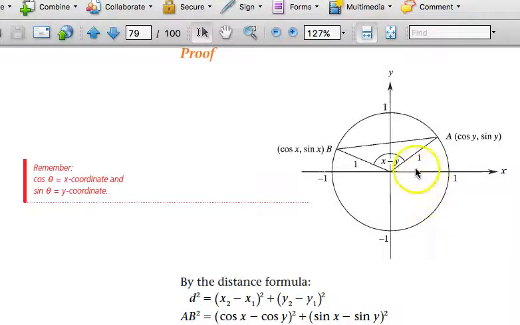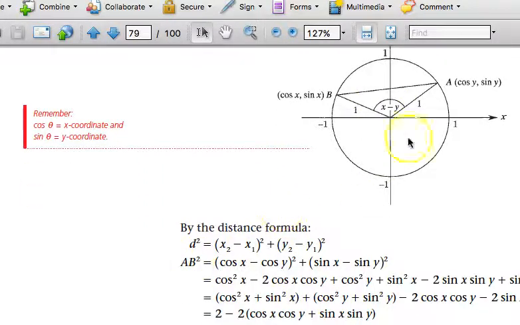So if the angle from here to here is y, and the angle from the x-axis to this other line here is x, then this angle in here is x minus y. For example, this might be 30 degrees, this might be 150, the angle in between would be 150 minus 30, which is 120. But what we're doing is coming up with an expression for the cos of x minus y in here. So this point is cos y, sine y, this point is cos x, sine x.